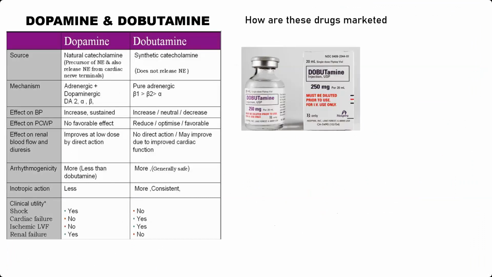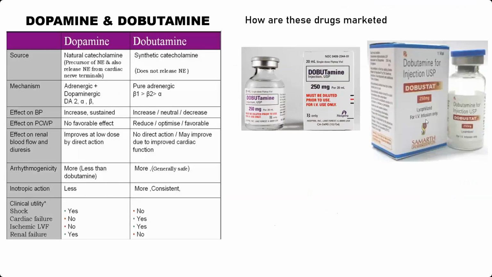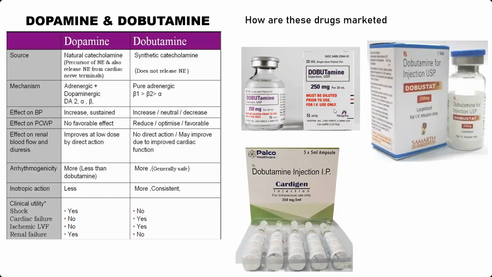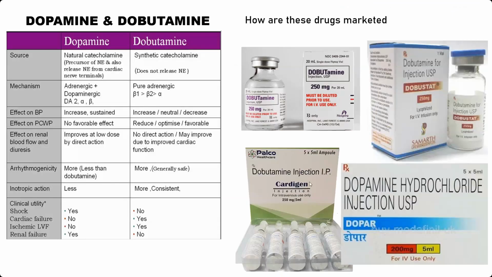How are these drugs marketed? Dobutamine is marketed as 250 milligram per 20 ml, and it is also available as a lyophilized powder form to be diluted, as well as 5 ml ampoules, whereas dopamine is usually a liquid with 200 milligram in 5 ml. So these are the preparations that may be shown in the examination.